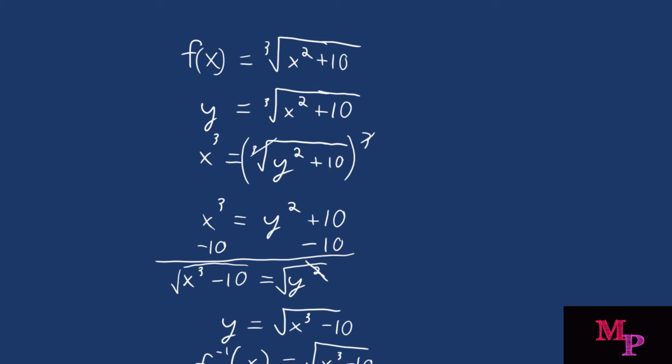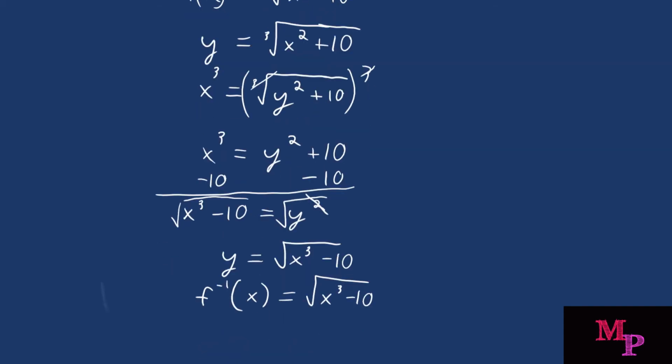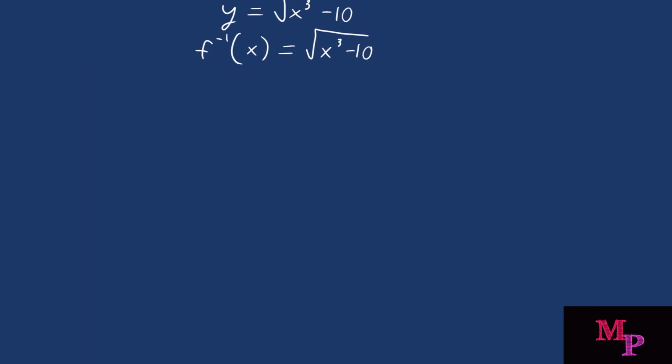And if you want to go ahead and verify this, what you can do is plug your original function into your inverse function or vice versa. And if that is equal to x, then you know that the inverse function is correct, because that's one of the rules for inverse functions. All right, so let's go ahead and do that. So you're going to plug in your original function, which was the cube root of x squared plus 10.